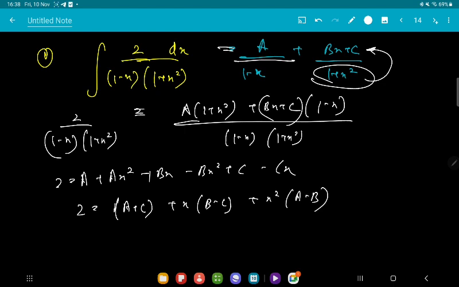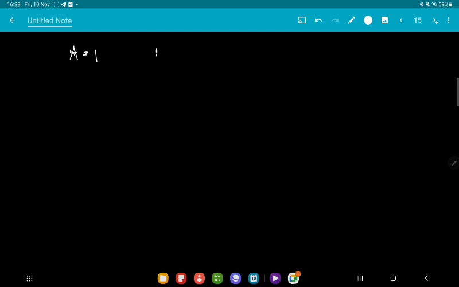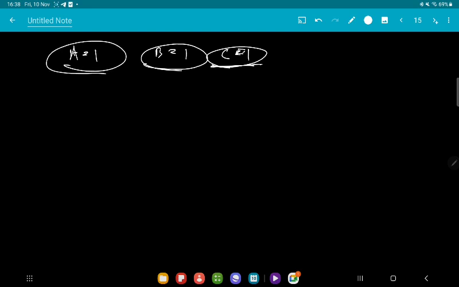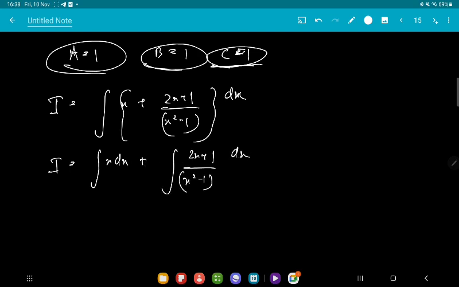On equating the coefficients of the constant term, you will get A plus C is equal to 2. This is equation number 1, equation number 2, equation number 3. Once you solve them all, you will get A equals 1, B equals 1, C equals 1. This is how it would be. So I equals the integral of (x plus 2x plus 1) dx, (2x plus 1) over (x squared minus 1) dx.